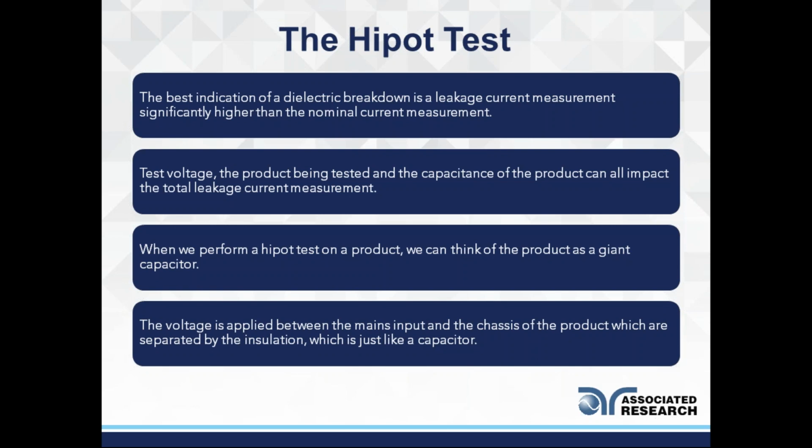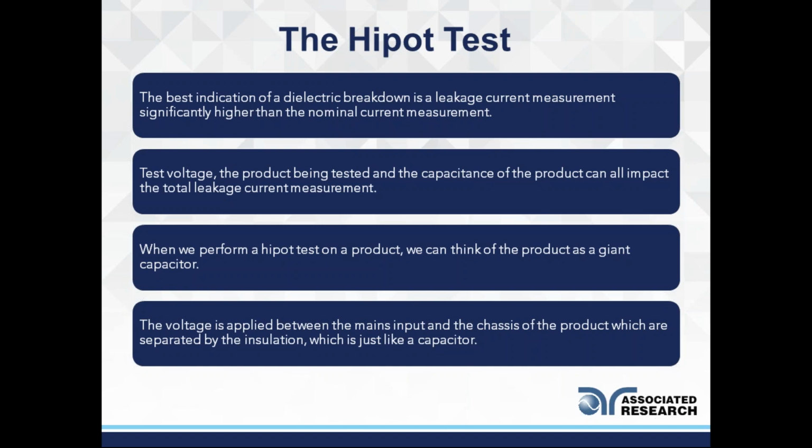When the Hipot test is performed on a product, again, we can think of it as a giant capacitor, and the higher the capacitance of a product, the more leakage current will be seen as a result. Based on that, the appropriate Hipot tester should be selected. For example, if you know your product is very leaky and you are expecting very high leakage, you may want to use a 500 VA Hipot tester to ensure that you have enough leakage current.